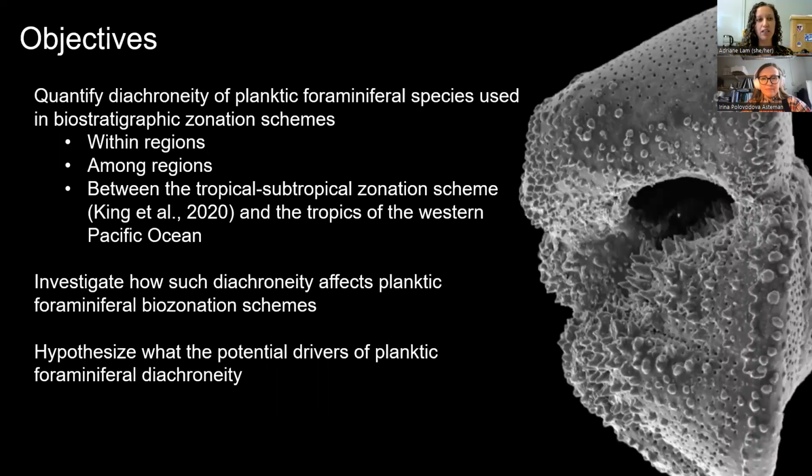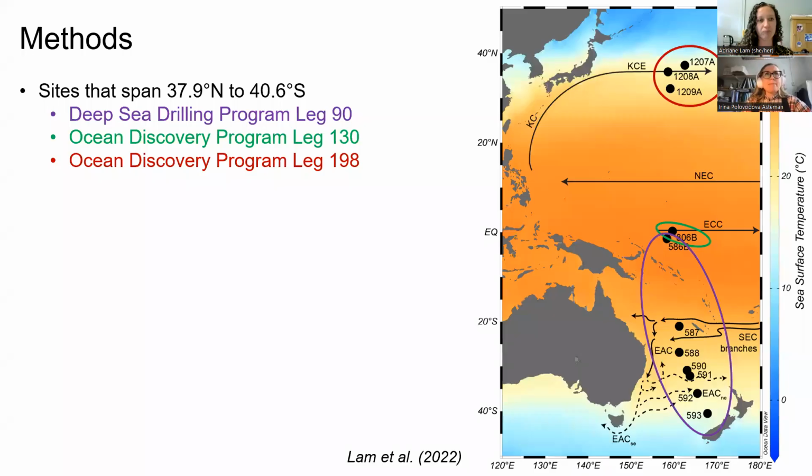So the objectives of the study I came up with were really to quantify diachroneity of planktic foraminiferal species, specifically those that are used in biostratigraphic zonation schemes. So I wanted to investigate diachroneity within regions, and also among different regions. I wanted to compare the tropics of the Western Equatorial Pacific with the tropical to subtropical zonation scheme of King and others 2020, the ages of those datums, to see how those differed. We also wanted to see how diachroneity affects foraminiferal biozonation schemes, and also hypothesize what are the main drivers, what are the underlying drivers of these diachronous patterns that we were beginning to see.